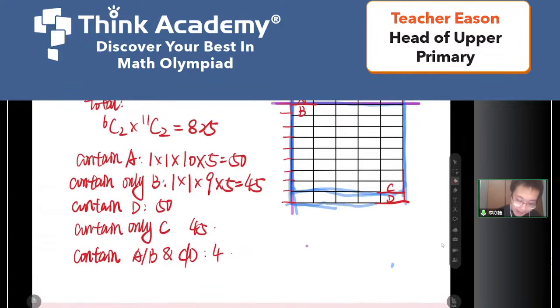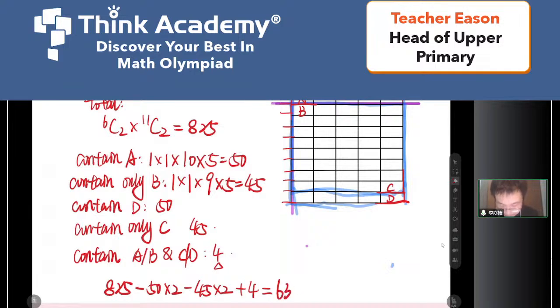And so then the final answer would be, the total 725 minus 90, right? But we should add back this 4, right? Because these 4 triangles are calculated twice. So this would be the final answer, which should be calculator. So 725 minus 90 plus 4. That's 639. Yeah, this should be the answer.